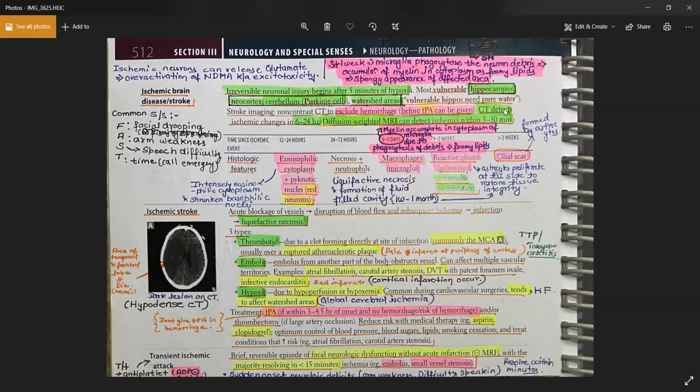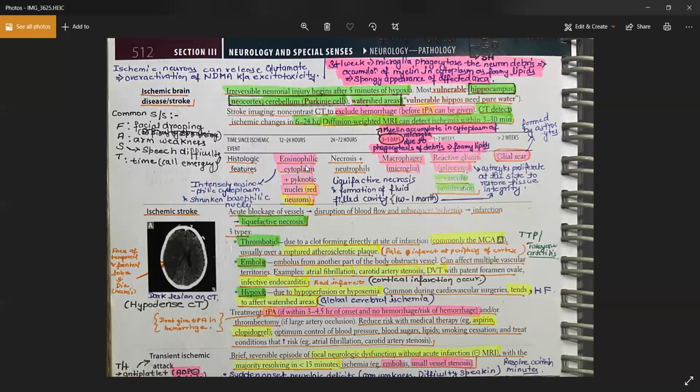Okay, and that's why the MRI is the test of diagnosis for ischemia. So this MRI will tell you whether it is an ischemic stroke or a hemorrhagic kind of stroke. And based on the findings, you will have to determine your treatment.